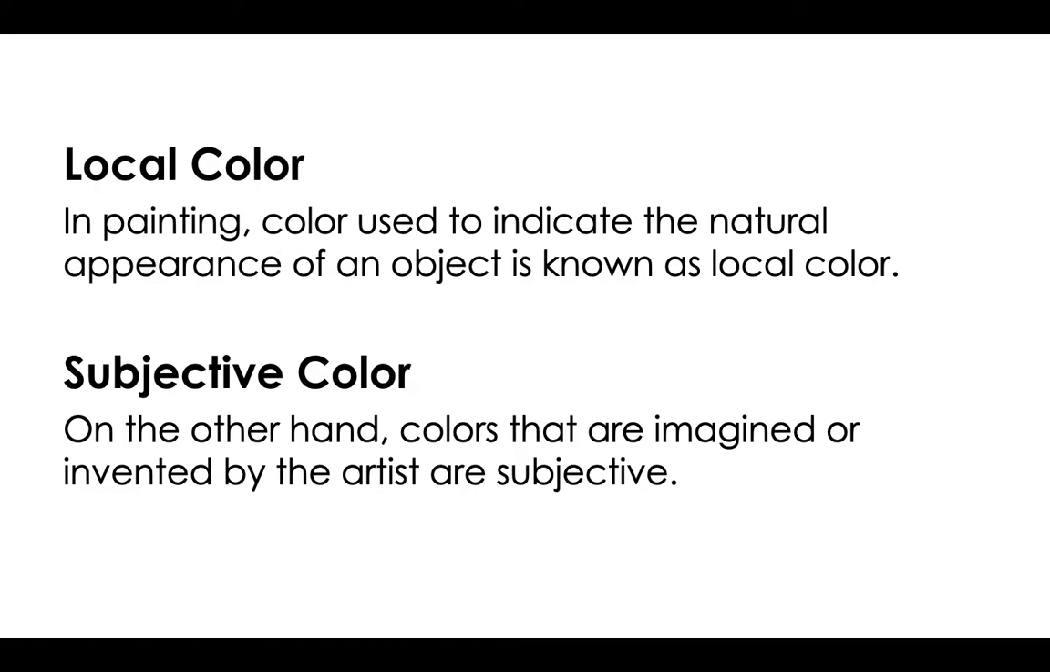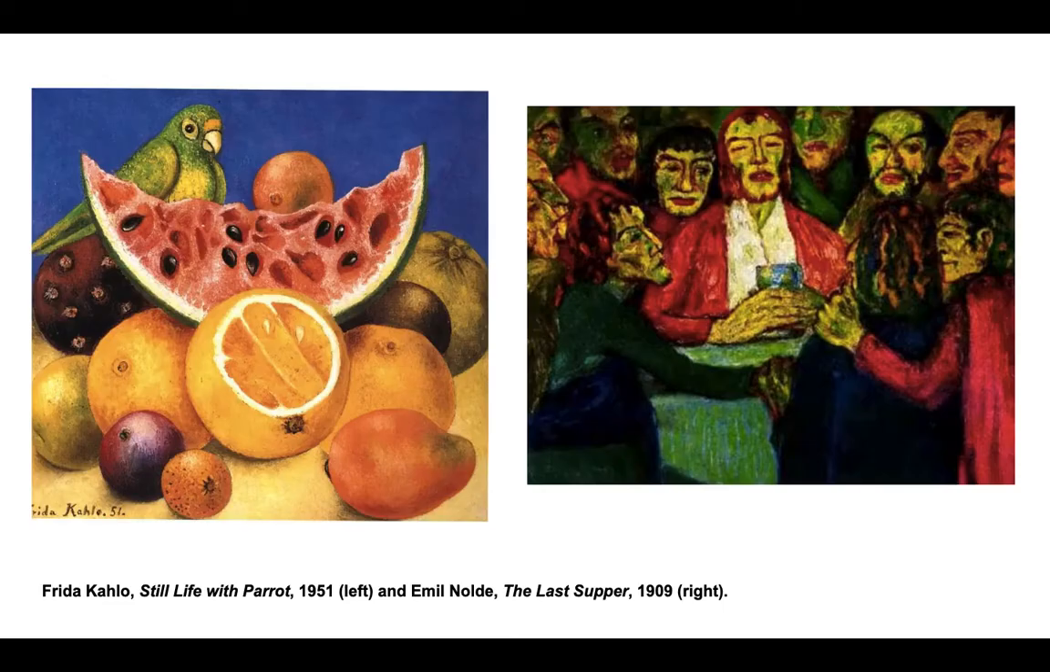not white. In painting, local color is used to mimic the natural appearance of an object, whereas subjective color are colors that are imagined or invented by the artist. So here we have a painting by Frida Kahlo called Still Life with Parrot, and we also have a painting called The Last Supper by Emil Nolde, made in 1909. Can you guess which one uses local color and which one uses subjective color?